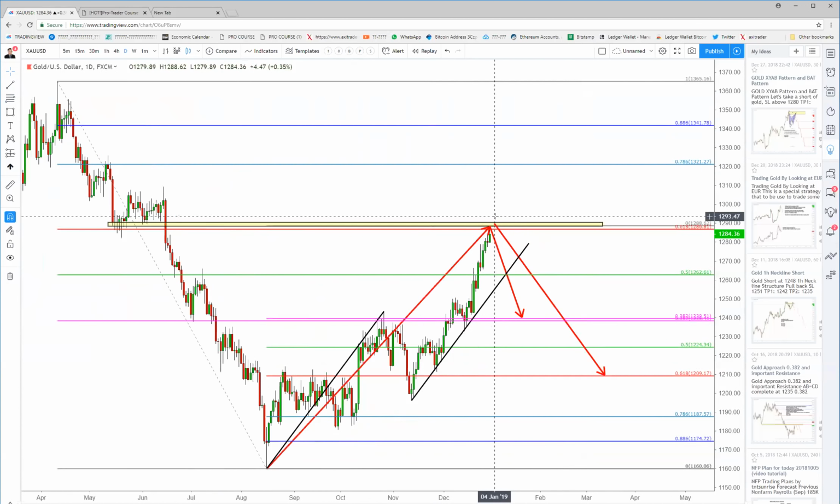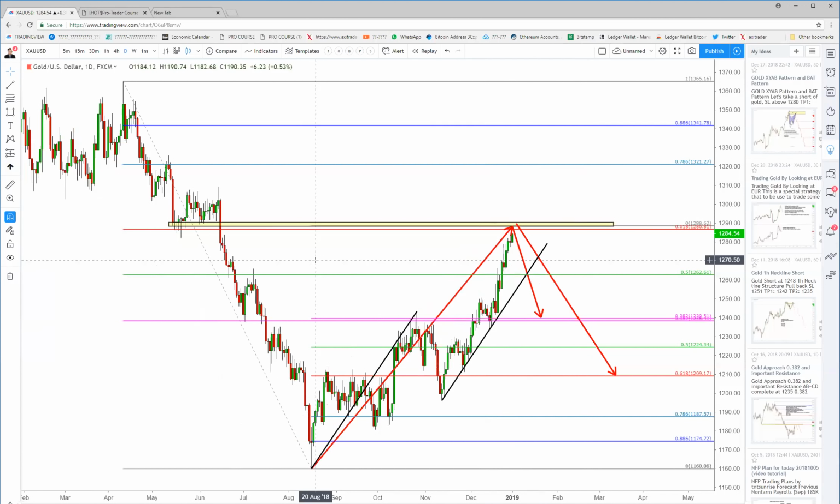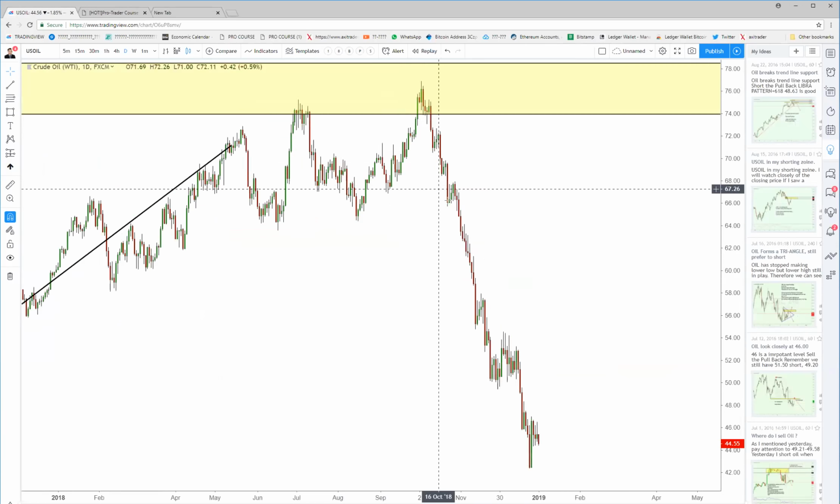All you need to do is to take any short patterns to take a short, right? Find short patterns such as pin bar, such as bearish engulfing, such as double top, triple top, head and shoulders, inside bar breakdown, right? Use all the patterns that I teach to find a short trade and hold all the way to 1239. All right, are we good? All right, good. So let's see oil first, right?